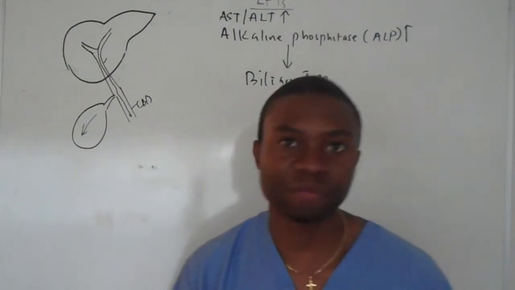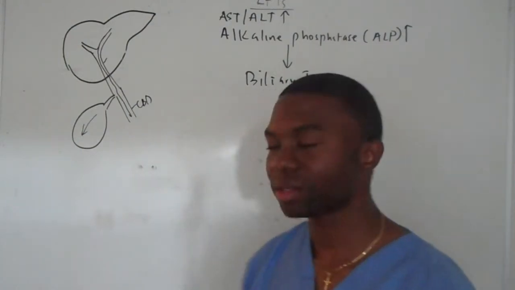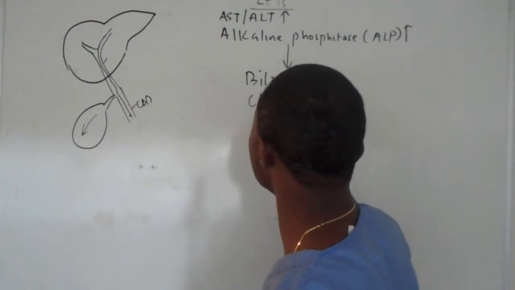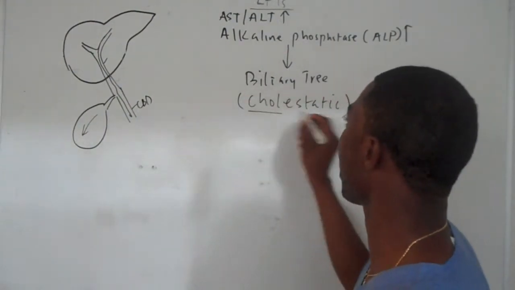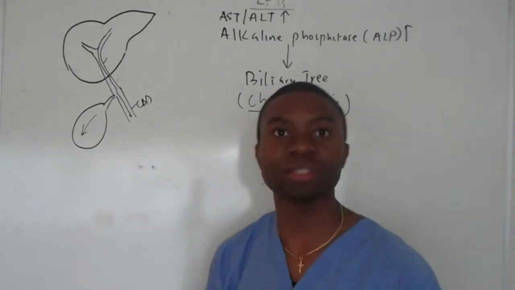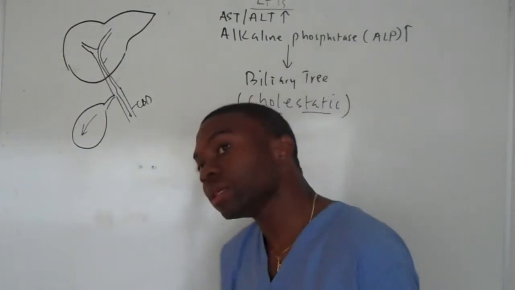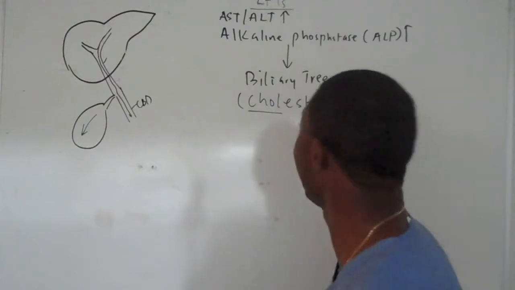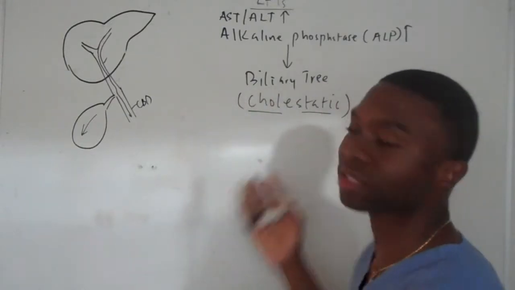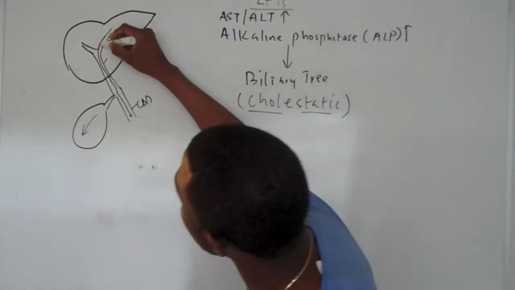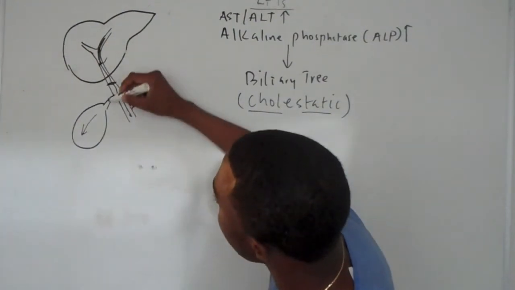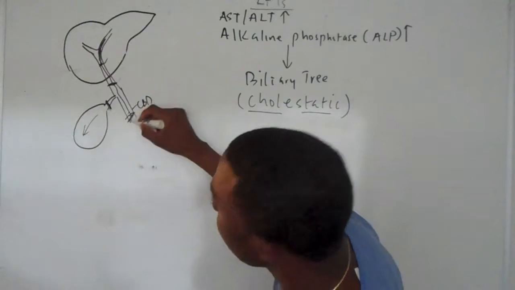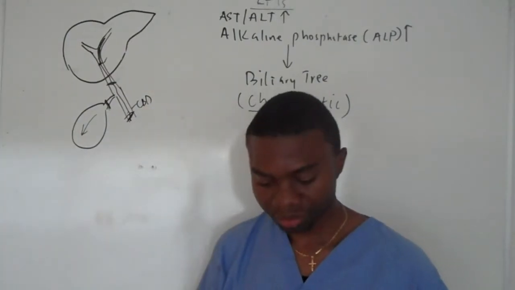But in medicine, we have to be fancy, right? What is biliary? So we call it cholestatic. Cholestatic: chol means bile, static means stasis. Stasis means something is not moving, right? So cholestatic means some kind of obstruction. Something is obstructing this bile from flowing, blocking it from coming out here, blocking it from coming out here. You getting the picture now?